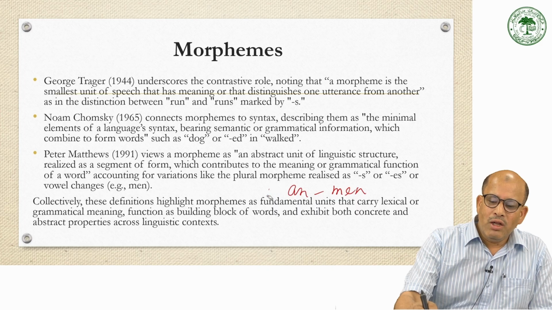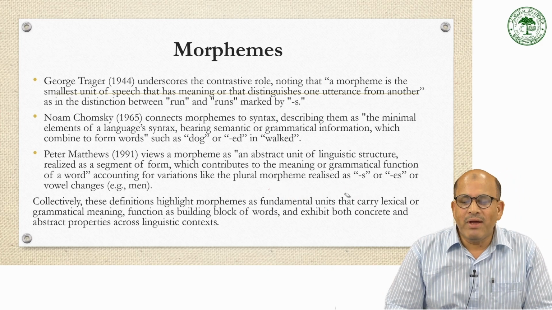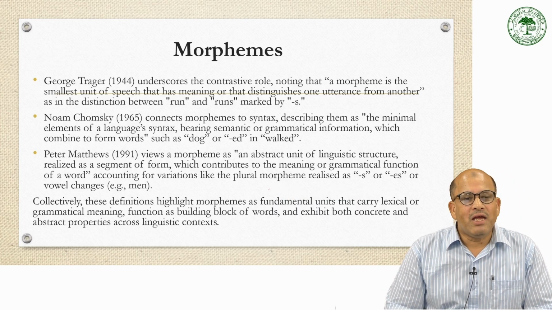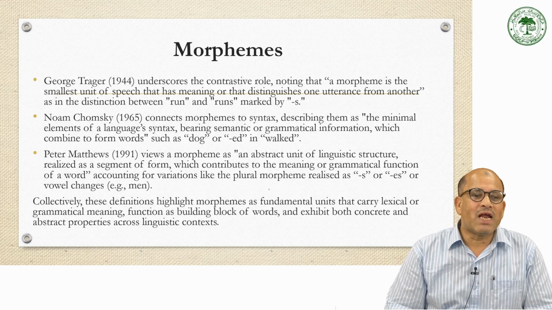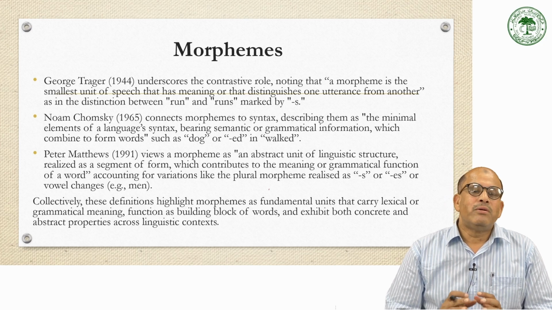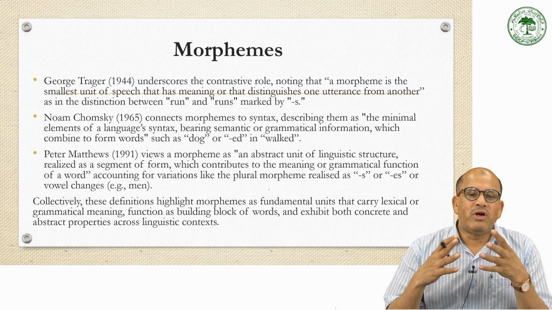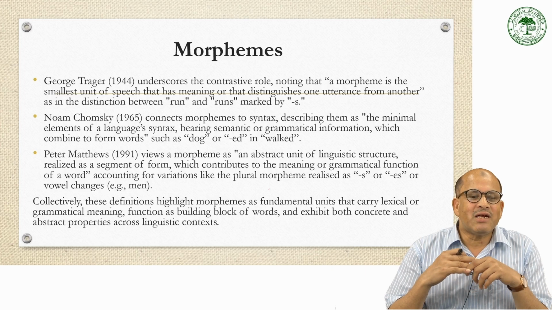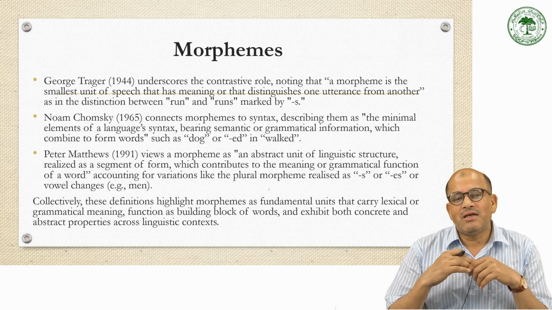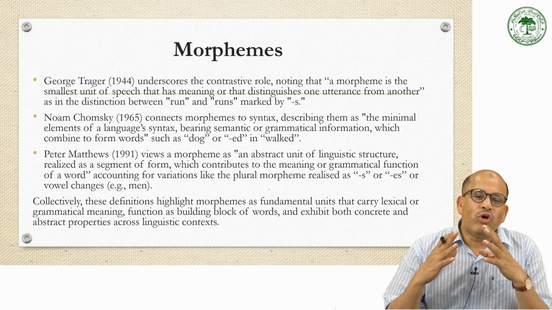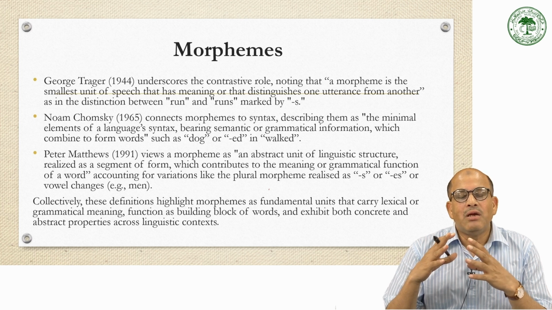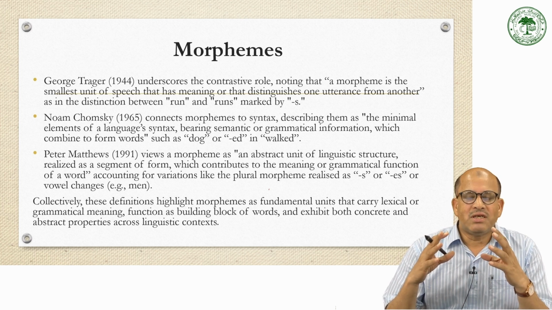So these are all the definitions of the morpheme given by different scholars. Collectively, if you look at these definitions, they highlight morphemes as fundamental units that carry lexical or grammatical meaning and function as building blocks of words. So we are combining different morphemes to form words, and they exhibit both concrete and abstract properties across linguistic contexts. Throughout linguistic studies, morphemes are always given lexical meaning as well as grammatical meaning to describe words in different contexts.